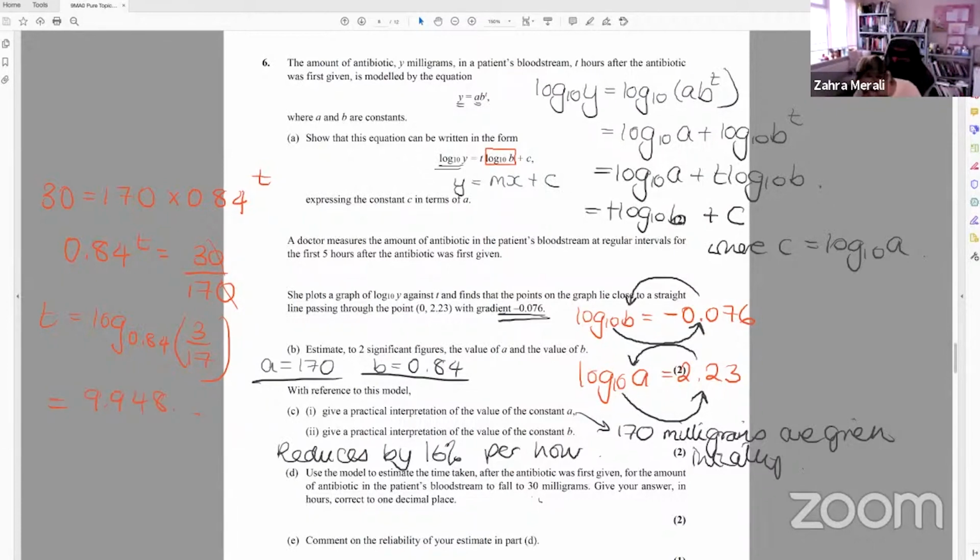And then it says, for the first time taken to go below that, so I'm going to round that to 9.9 hours to one decimal place. How reliable is it? Well, they told us that it's measured for 5 hours. So it's extrapolating from my data. So I'd say it's outside of my data range. So therefore may not be that reliable.